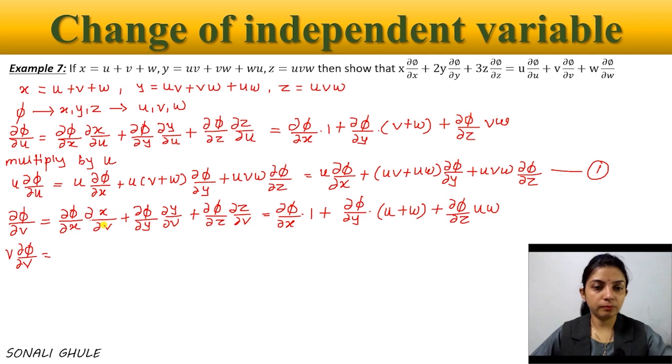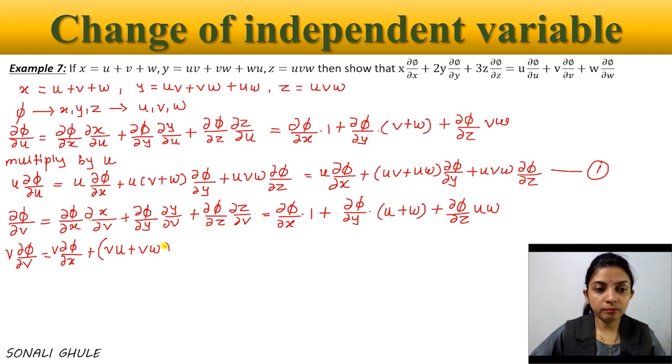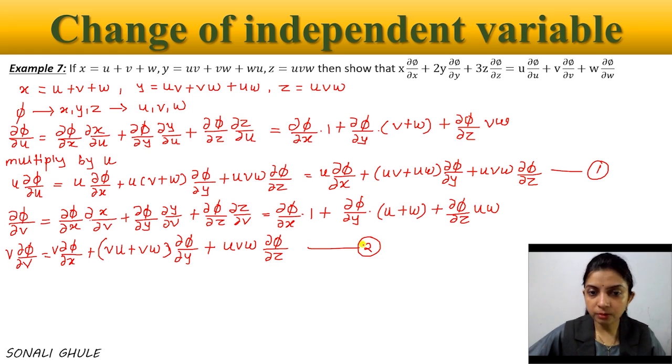is equals to, so I can write here phi with respect to x plus, here we are going to multiply this by v. Then here we have to multiply by v, so I can write here now directly vu plus vw. Derivative is phi with respect to y plus here multiply by v, so it will be uvw. Then phi with respect to z. Let's say this is our equation 2.